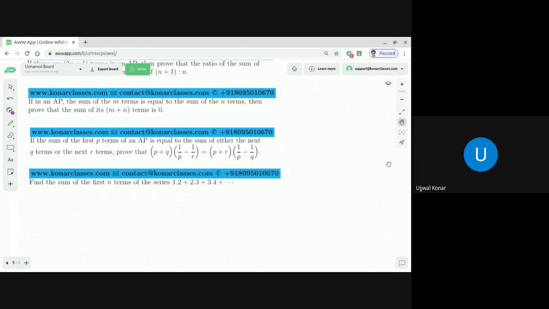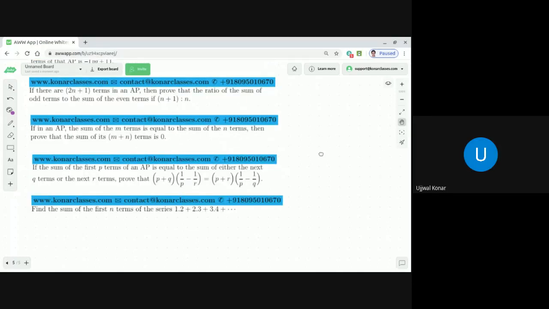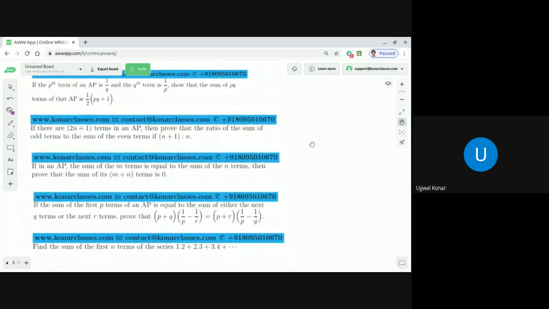Okay. So tomorrow we will do some more practice on arithmetic progression, and then we'll touch base on and start the beginning of geometric progression. So with this, I would like to conclude the class for today.